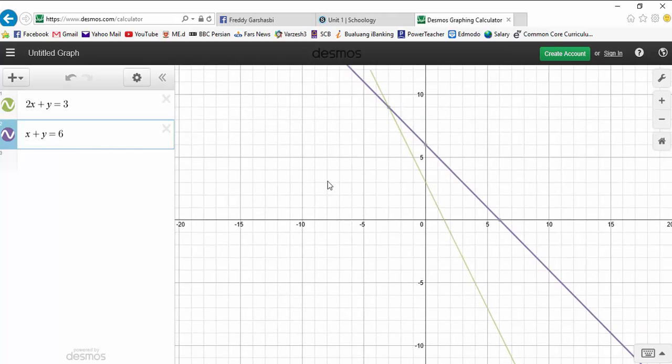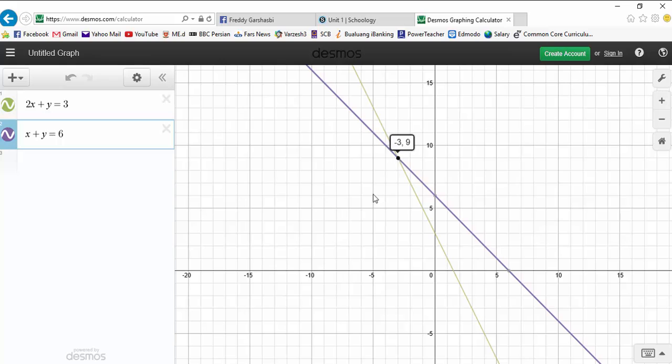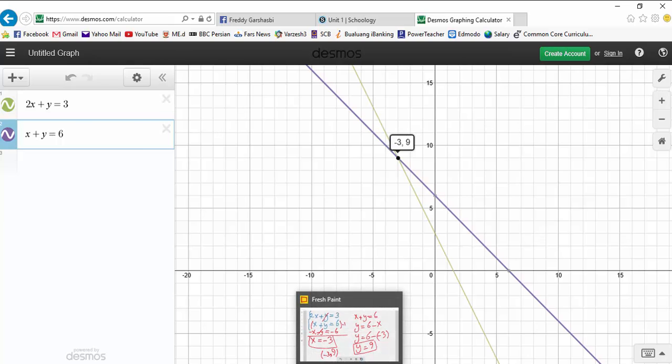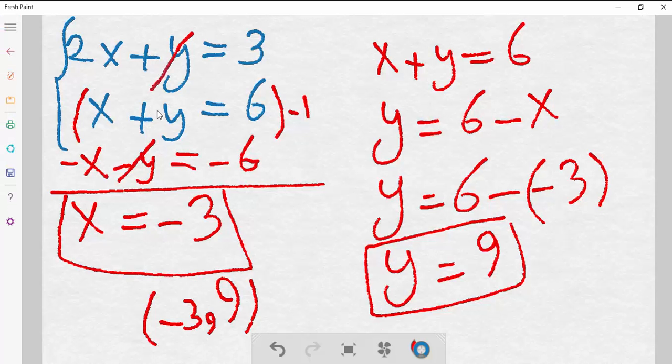So if we zoom out a bit, this is the solution for the system of linear equations, which is x negative 3 and y 9. So you can see that the answer for a system of linear equations is the point where the two lines meet.